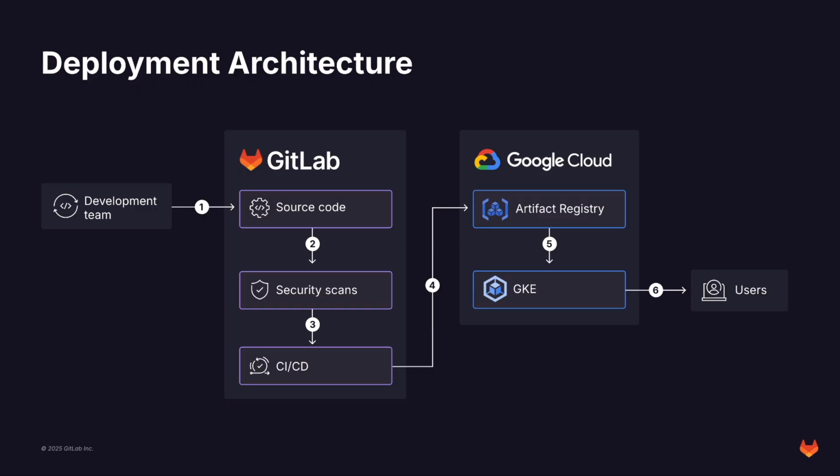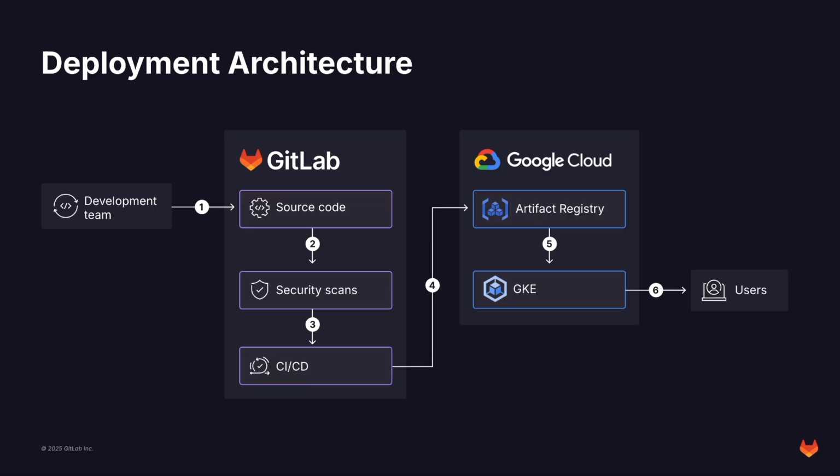Let me walk you through our deployment architecture and how everything flows together. On the left, we start with your development team. They commit code to the GitLab source code repository. That's step one. Before everything gets deployed, the code goes through automated security scans at step two. This ensures vulnerabilities are caught early before they even reach any environment.